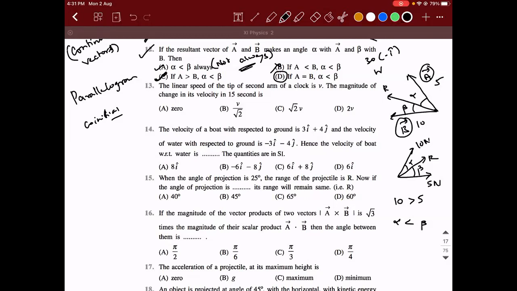If A is equal to B, if both the vectors are of equal magnitude, can you make a change here? Then alpha is equal to beta. Alpha will be equal to beta. There is an important point. Please make note of it.